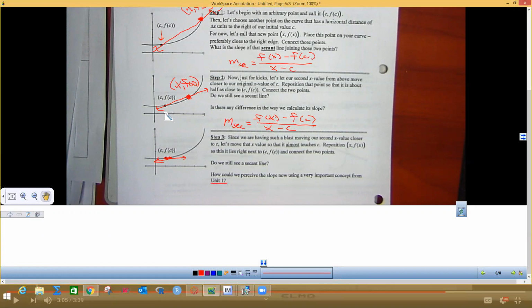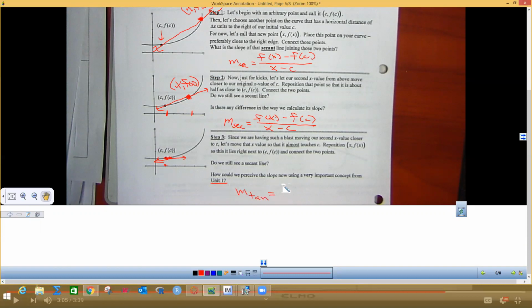Well, if we were saying that this distance right there was our distance from C to X, I hope we see that distance from C to X is getting smaller and smaller until we get almost to exactly the same point. Well, that's what we were doing before. But now we're finding the slope of the tangent.